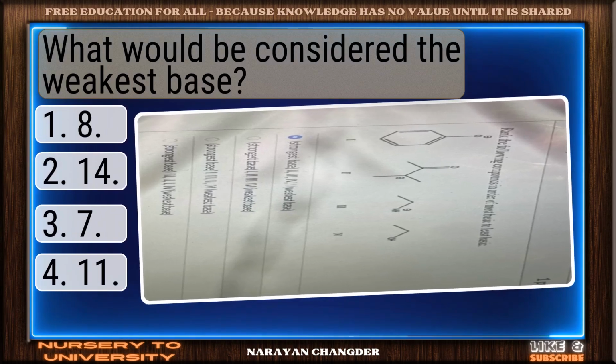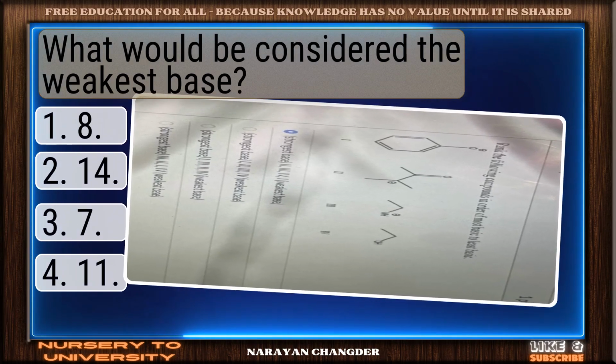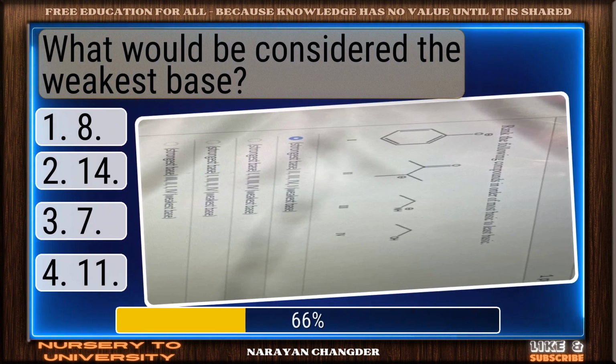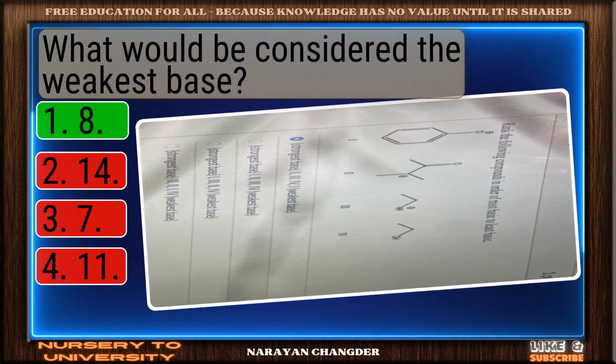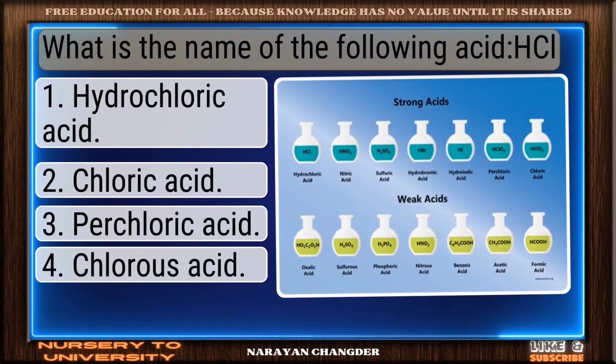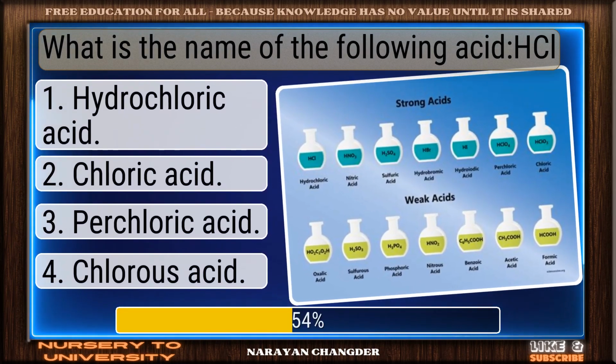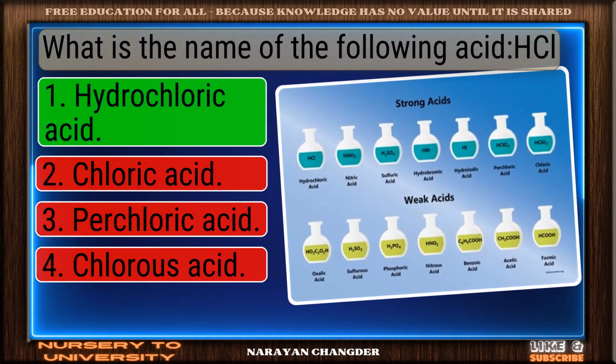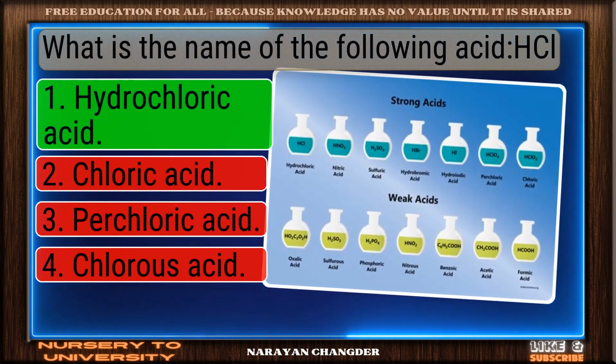Question number 3. What would be considered the weakest base? You chose 8, and it is correct. Question number 4. What is the name of the following acid? HCl. Correct. Hydrochloric acid is the right answer.